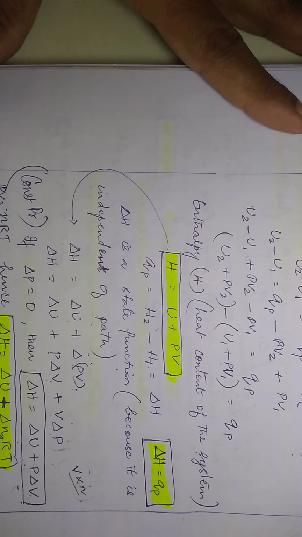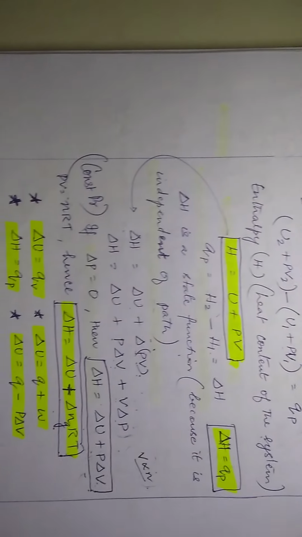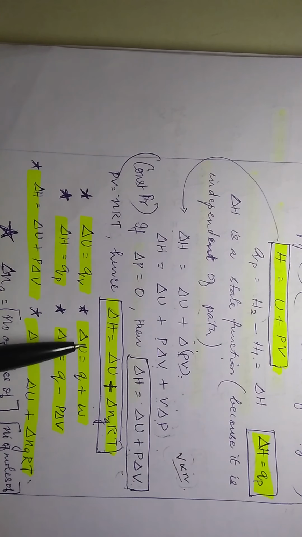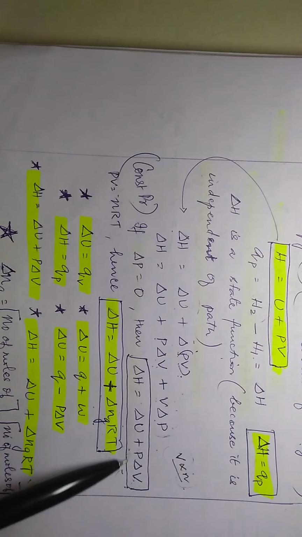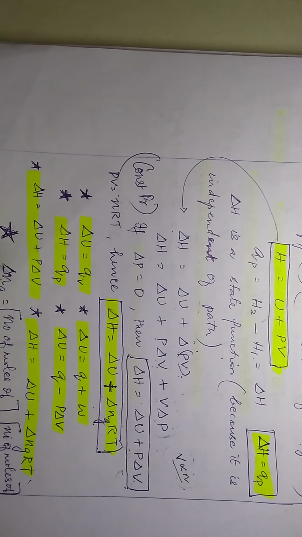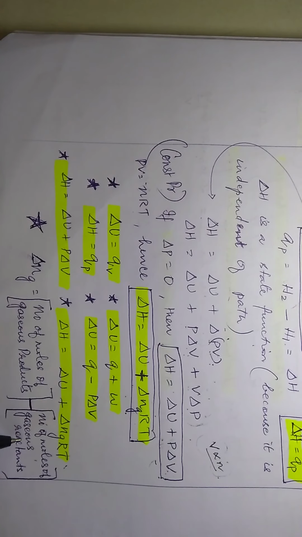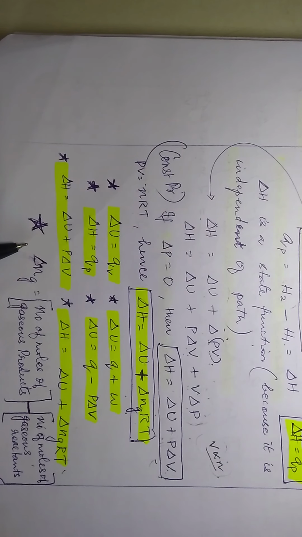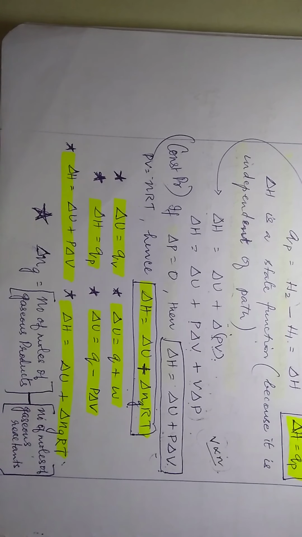Now, since P delta V can be equated to nRT according to the ideal gas equation, PV is equal to nRT, right? So you'll have delta H is equal to delta U plus delta ng RT. P delta V is replaced by delta ng RT. Okay, what is this delta ng? It is the number of moles of gaseous products minus the number of moles of gaseous reactants. That is what delta ng is. That means you're going to take only the products in the form of gas and reactants in the form of gas for this particular expression. You will not take liquids and solids into consideration at all.